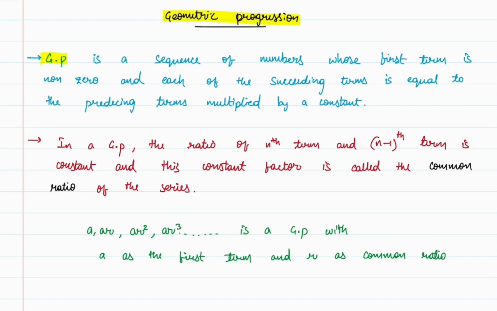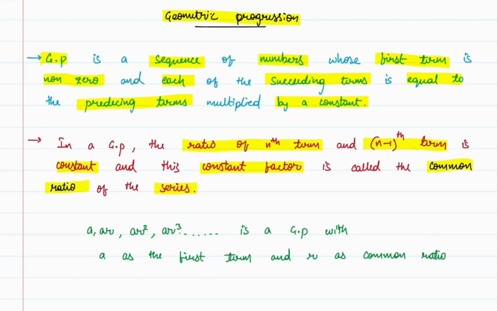So geometric progression is a sequence of numbers whose first term is non-zero and each of the succeeding terms is equal to the preceding term multiplied by a constant. Thus, in a GP, the ratio of the nth term and the (n-1)th term is constant, and this constant factor is called the common ratio of the series.